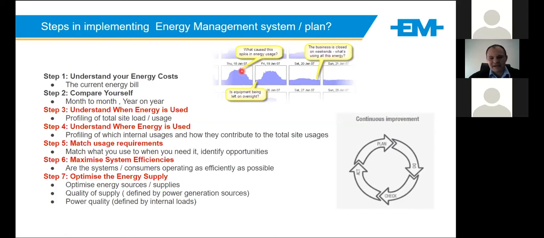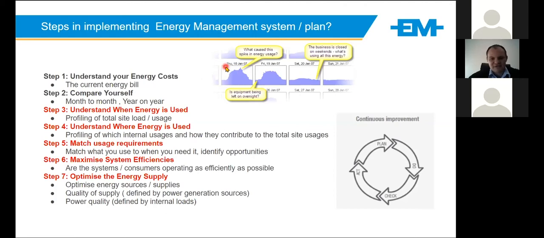Then maximize those efficiencies. Are the systems operating as effectively as possible? Imagine an HVAC system which is not calibrated correctly, running 24/7, even though the building's not occupied. You may not know that until you see a profile, which you've defined in steps 4 and 5, all right?